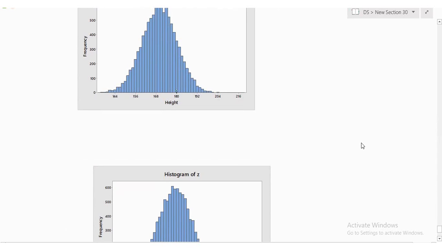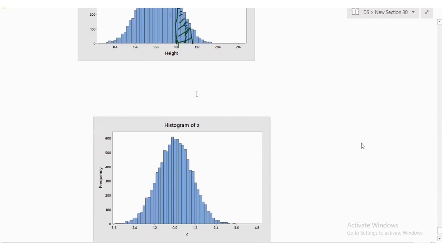So I want to find out the area between, what is the meaning of the area? Area between, let's say, 180 to 192, this area I want. Understood? I want to calculate this area. Which is equivalent to finding the corresponding Z value for 180 and the corresponding Z value for 192. Let us see.